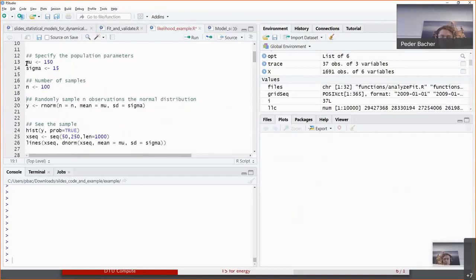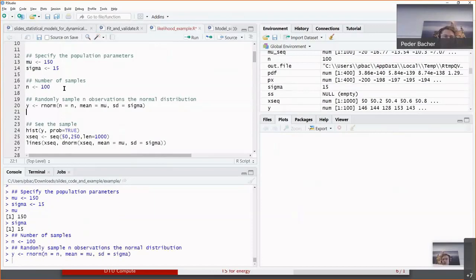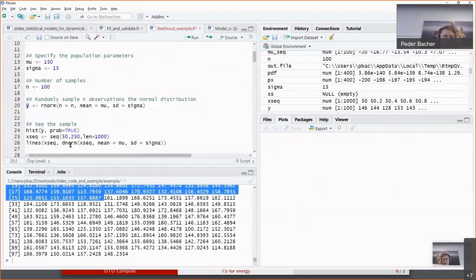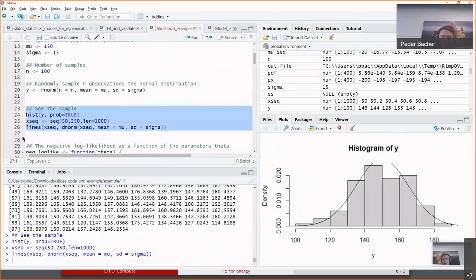Now I go to R. What you see here is that I set a value for the mean of the population: 150. The standard deviation is 15. Now I generate a sample from the population of 100 observations, 100 random values independent of each other from this normal distribution. We can calculate a histogram and see how it compares to the population distribution, which is the black line.